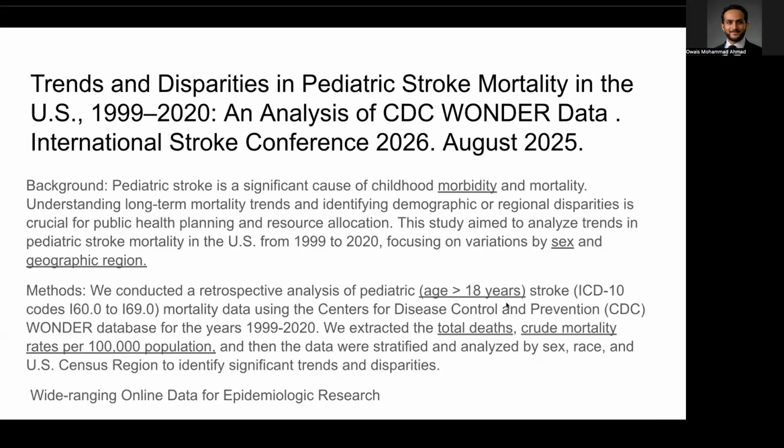And guys, I just wanted to speak about one thing, ICD-10. What does ICD-10 mean? Codes I60 to I69. ICD means International Classification of Diseases. And I60 to I69 essentially means stroke, your stroke mortalities, stroke, hemorrhage, all that type of stuff. And essentially from this, we calculate total deaths and crude mortality rate per 100,000 population, and then we stratified them by sex, race, and US census region to identify trends and disparities.